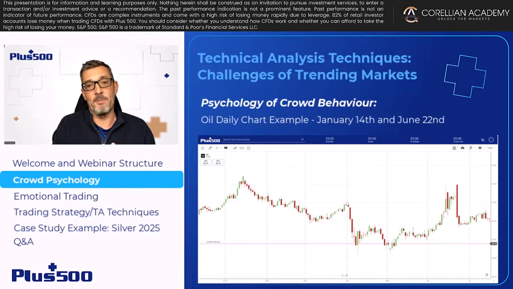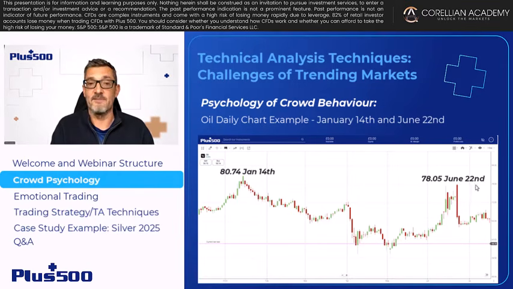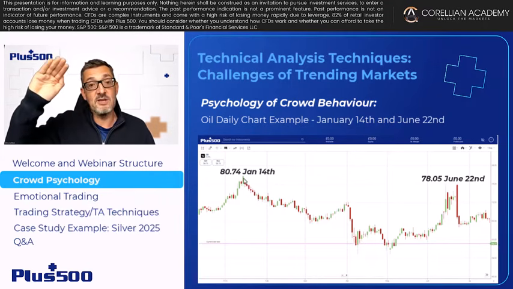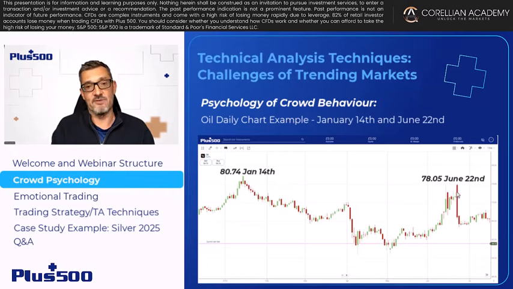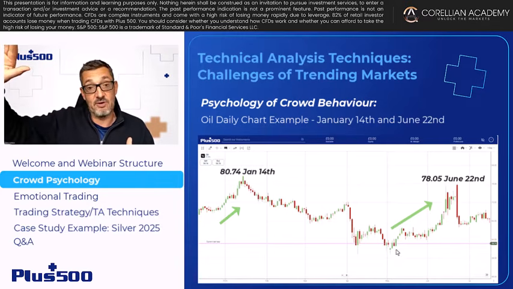As an example of this type of move, let's look at the daily chart of oil during 2025 and the highs that were posted on January the 14th and June the 22nd. Both sessions initially saw sharp accelerations to the top side, posting new price highs for that phase of the trend. But each came after what had already been a sustained period of upside price strength.